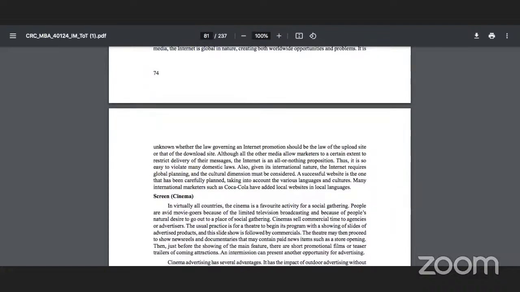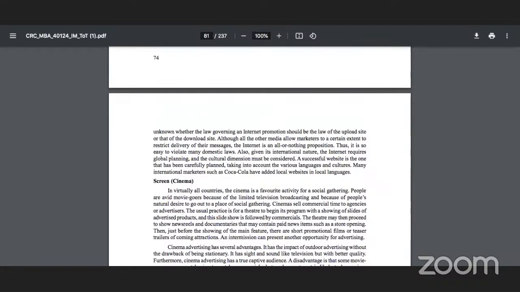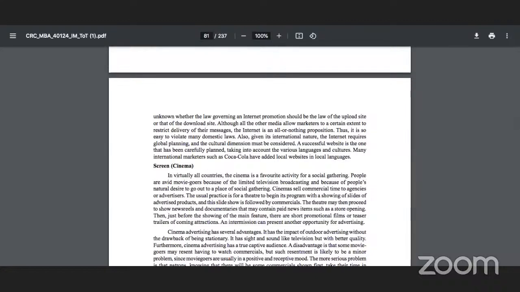So although all the other media allows marketers to a certain extent to restrict delivery of their messages, internet is an all or nothing proposition because either you look at it or you don't. There's no way to restrict once you broadcast it, unless you are doing very targeted advertising, and that is still a paid form of advertising. But however, if you're going for a non-paid form of advertising, it becomes that more restrictive in terms of whom you can actually limit in terms of your viewers.